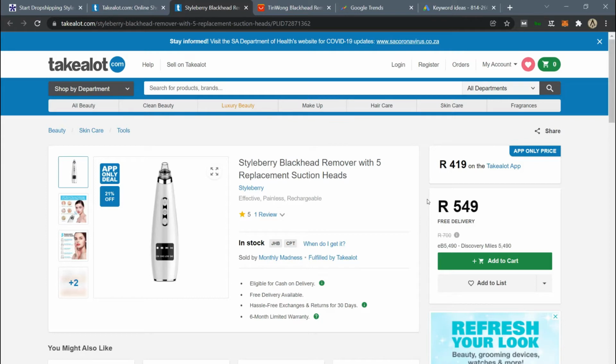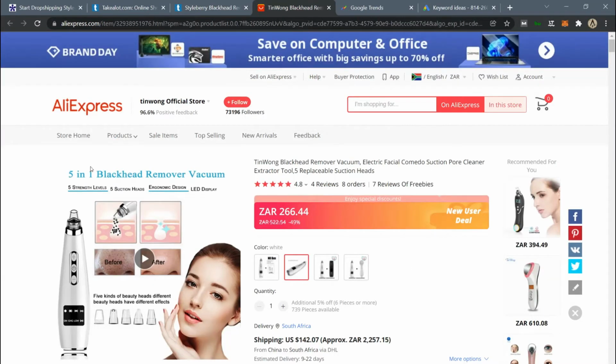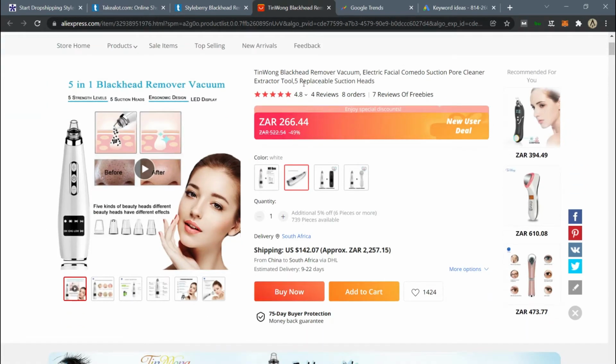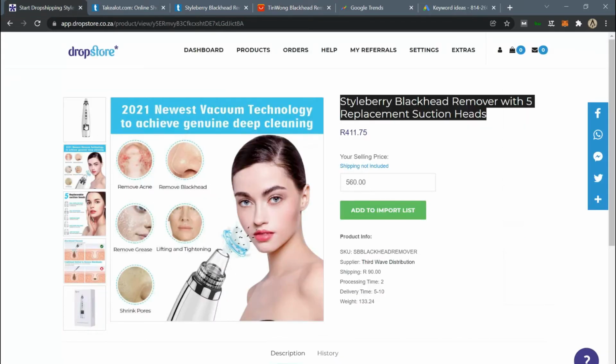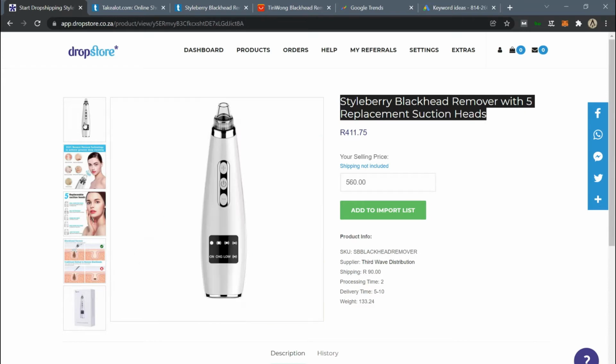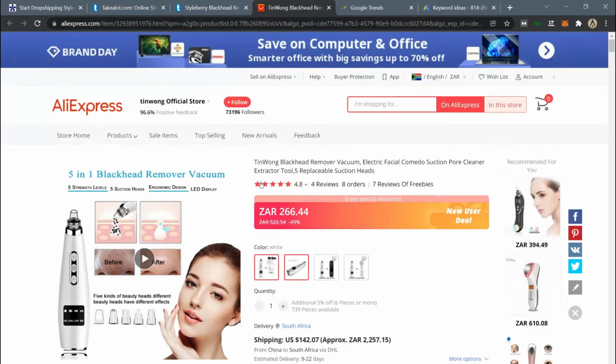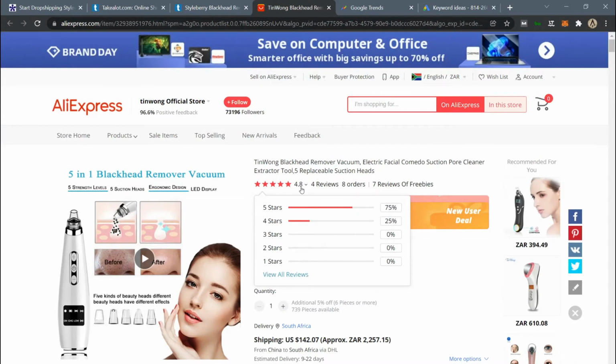Then we can use another website to check if this works. All these products come from the same place, and that is AliExpress or China or whatever the case may be. So I did basically the same thing as with Takealot, pasted it in, and then you get to this one. This one is not called Strawberry, it's called Tin Wong. But you can tell it is the exact same. If you look at the product here, it's literally the same one. So now you can tell it's got a 4.8 star review.